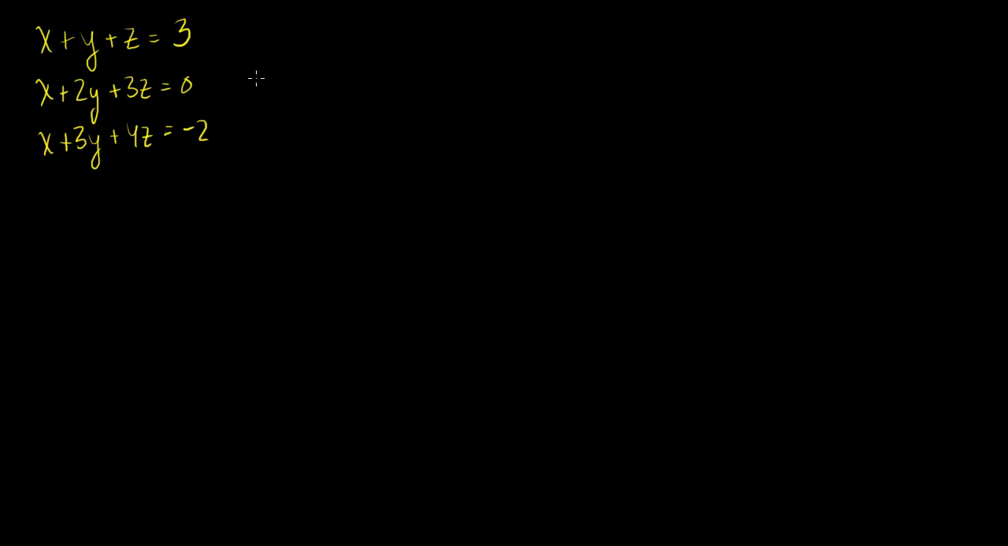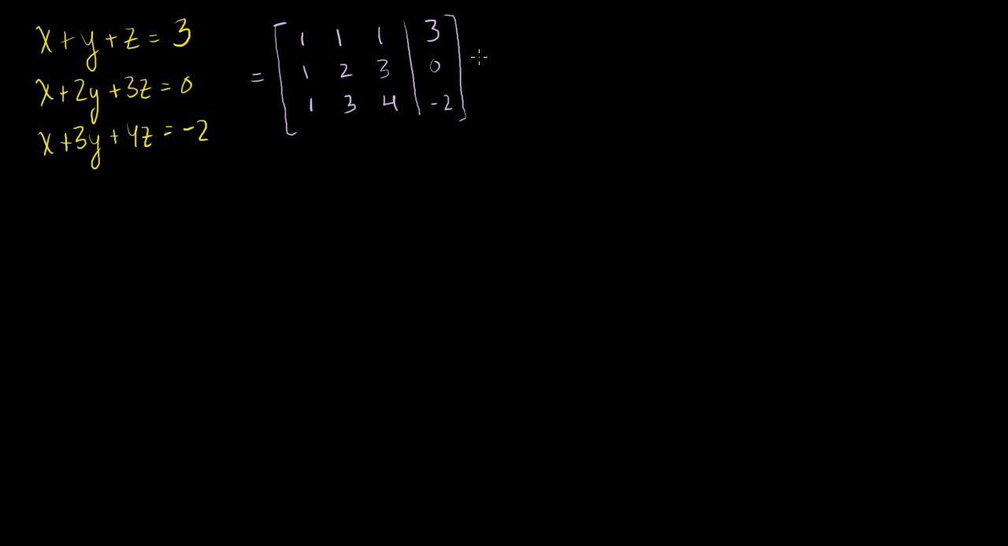3 unknowns with 3 equations. So I'll just have to do the coefficients. The coefficients of the x terms are just 1, 1, 1. Coefficients of the y terms are 1, 2, and 3. Coefficients of the z terms are 1, 3, and 4. And let me show that it's augmented. And then they equal 3, 0, 3, 0, and minus 2.